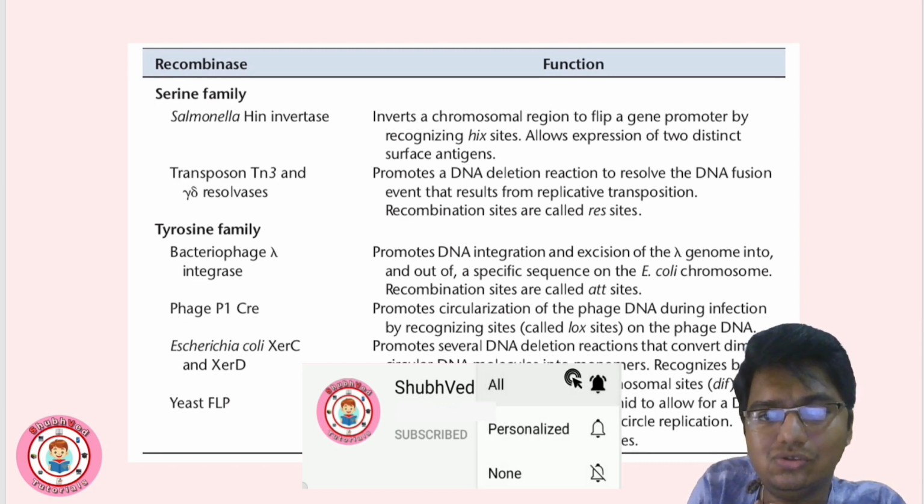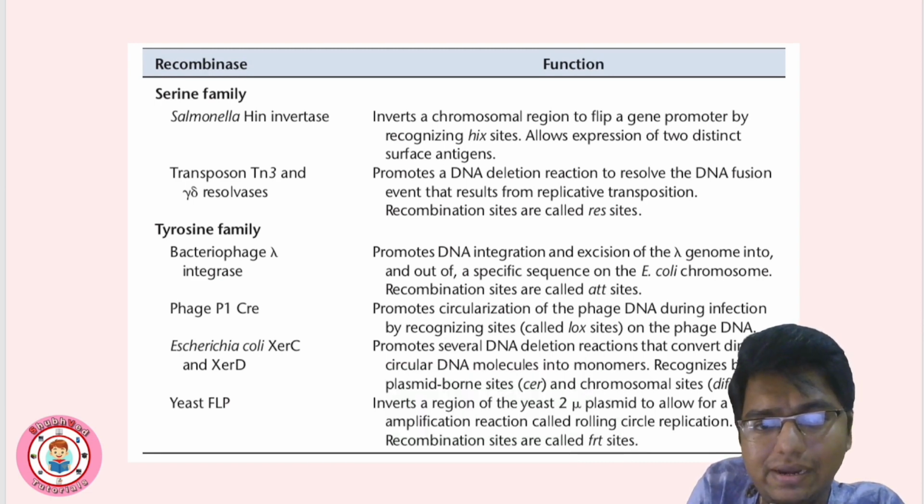So till now we have completed the tyrosine recombinases, and this video is about the serine family recombinase, Salmonella Hin invertase. So what does it function for? It functions for inversion of a chromosomal region to flip a gene. We know that inversion means flipping, changing the direction, right?